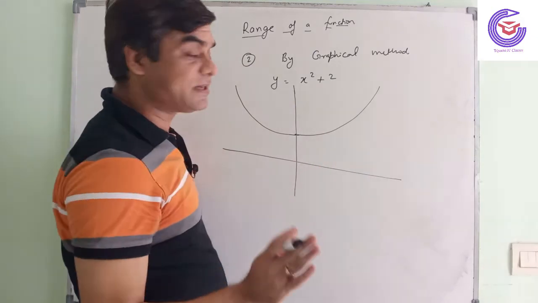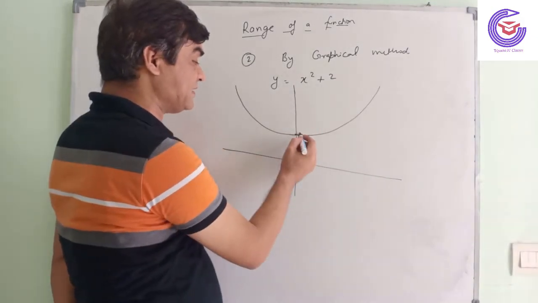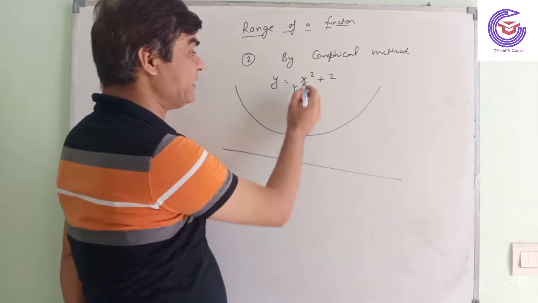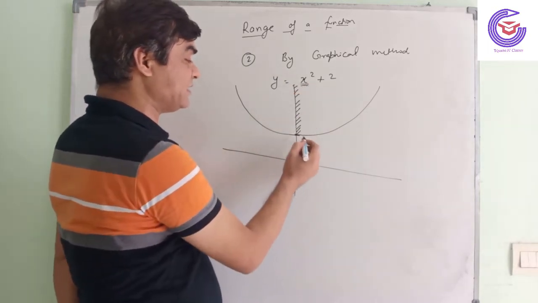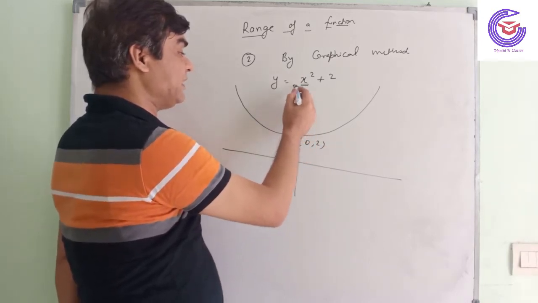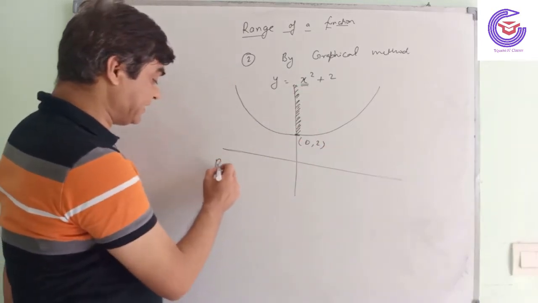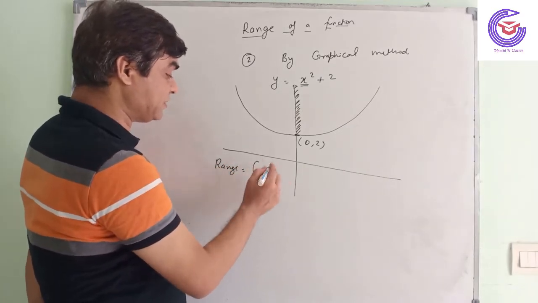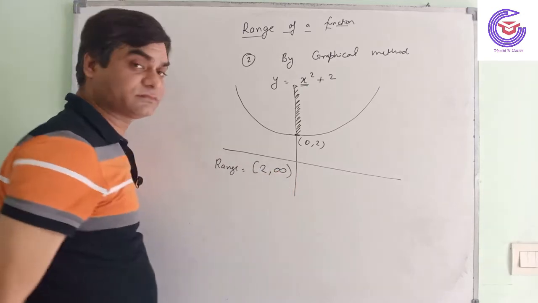So here the projection of this graph on the y-axis is from here to infinity. This point is when x is 0. When x is 0, the point is (0, 2). So your range is basically, in this case, 2 to infinity.